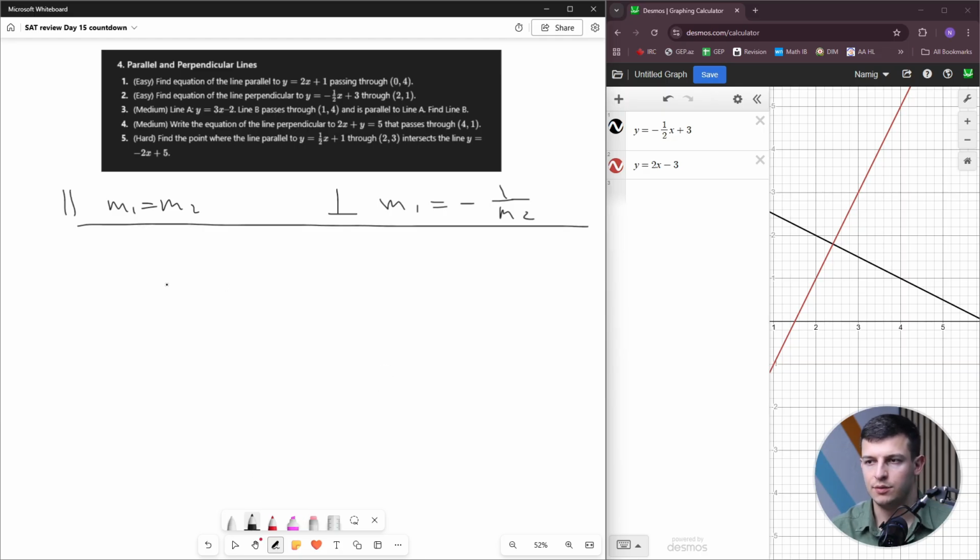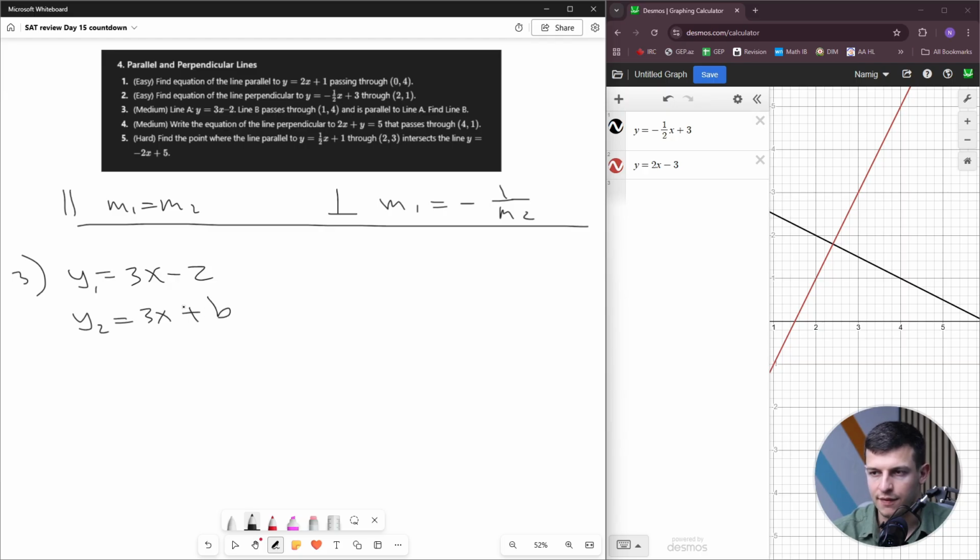All right, let's continue with question 3. Line A is y equals 3x minus 2. Line B passes through (1, 4), and is parallel to line A. Find line B. If they're parallel, again, they should have the same slope. So let's call this one y1 for A, and this is y2 for B. They have the same slope, but we don't know the y-intercept.